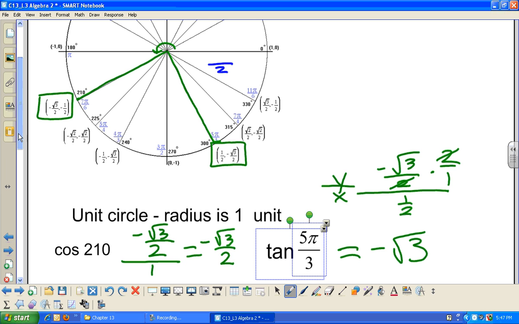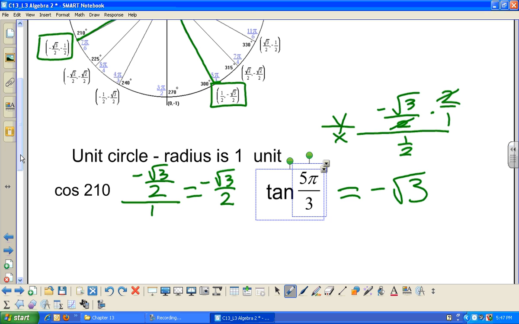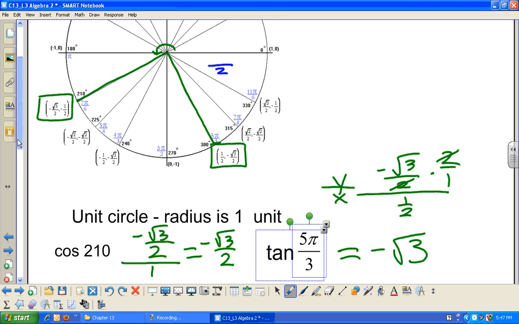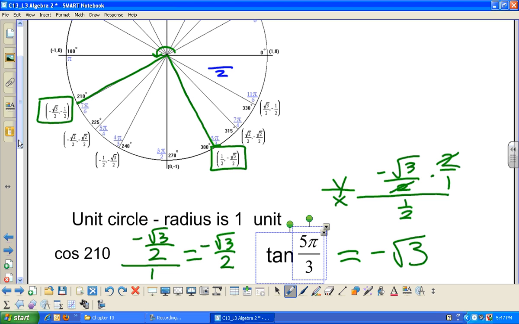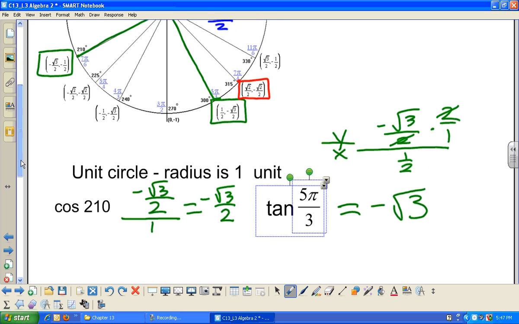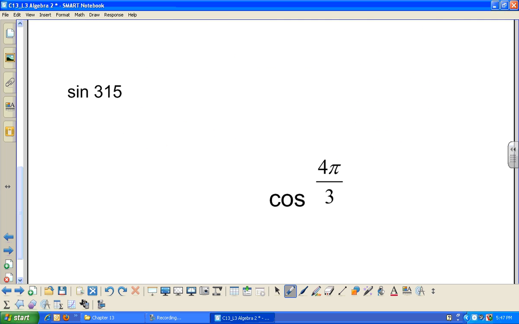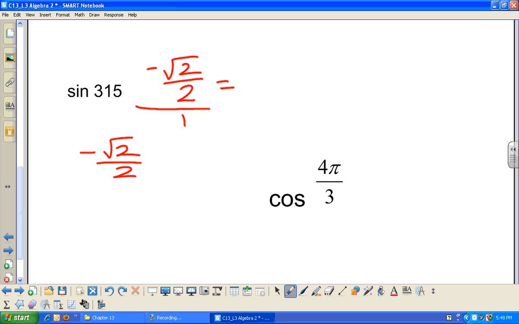You should try the next two on your own before you watch me do it. If I find sine of 315, find 315 on my unit circle first. Here's my xy coordinates, and sine is y over r. My r is 1 here. So it'd be negative square root 2 over 2 divided by 1, which is also equal to negative square root 2 over 2.